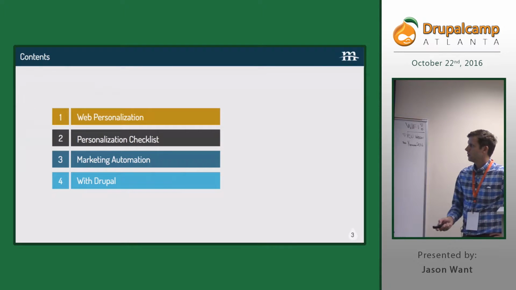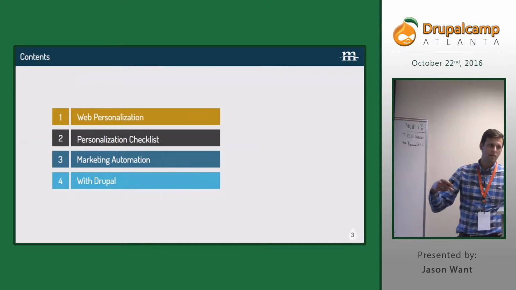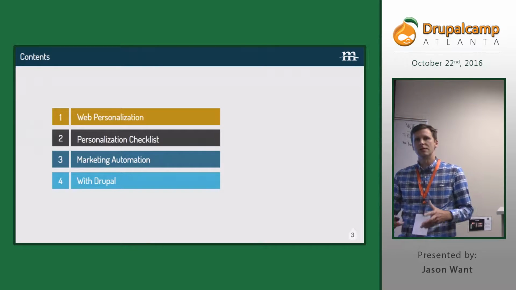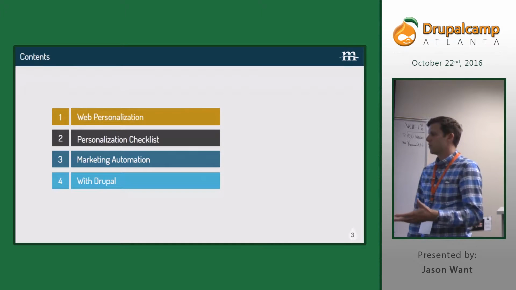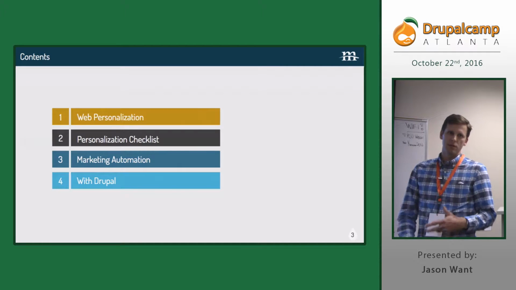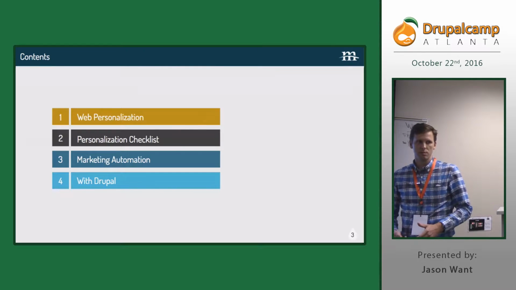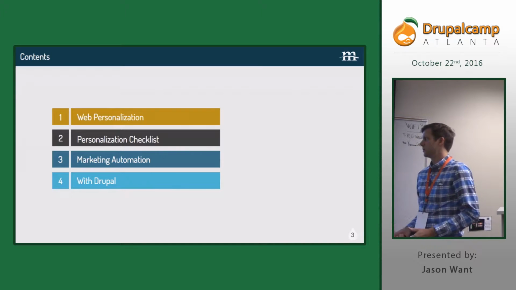Today we're going to talk about web personalization. Then we're going to go through a personalization checklist, all the things we can do to get ready to personalize content. And then we're also going to talk about marketing automation, what that is. And then go into, with Drupal, the contrib space, what you can do with some of the contributed modules, both for marketing automation and web personalization.